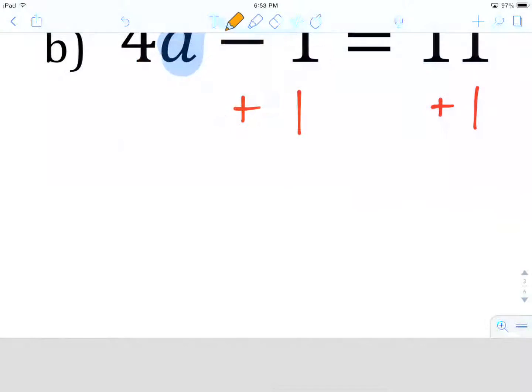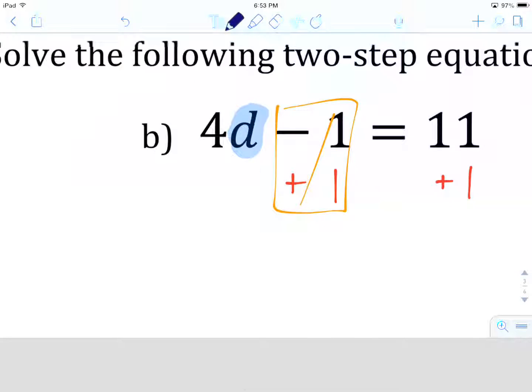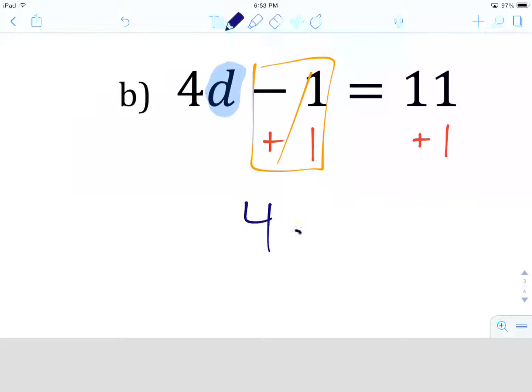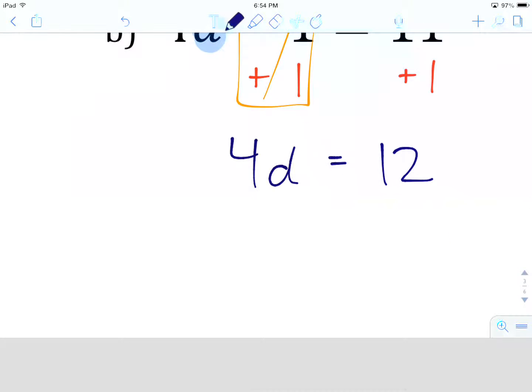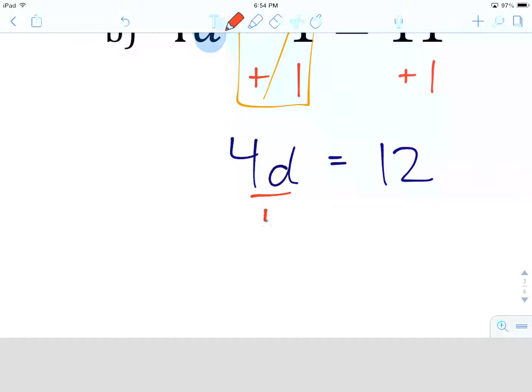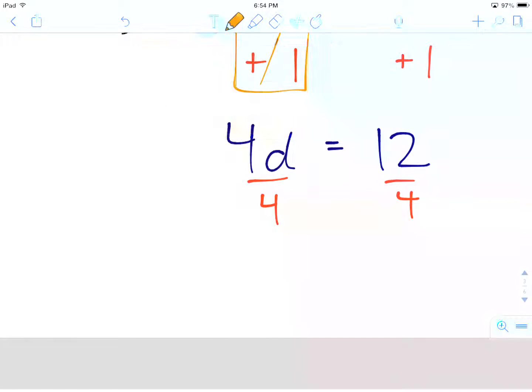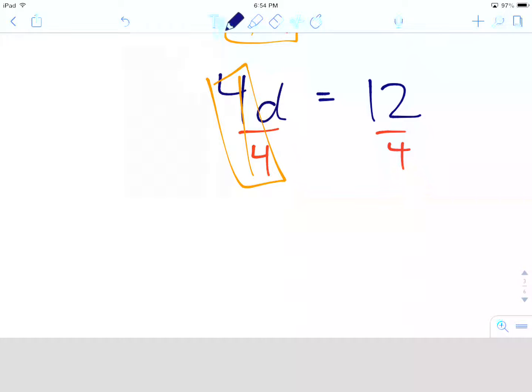Those two operations, subtract 1, add 1, they have undone each other. And on the left side of our equation, we are left with 4D equals 11 plus 1, which is going to be 12. Now, how do we get this D all by itself? Well, right now it's being multiplied by 4. The opposite operation to that is divide by 4. But we need to do that to both sides of our equation to keep this equal. Those two operations, multiply by 4, divide by 4, they have undone each other, giving us D equal to 12 divided by 4, which gives us 3.